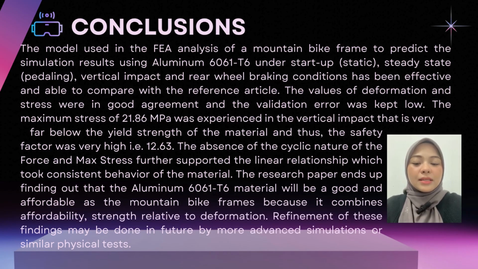Overall, aluminium 6061T6 is a strong, reliable, and affordable choice for mountain bike frames. It gives a good balance between strength, weight, and cost, making it a smart material for manufacturers and riders.